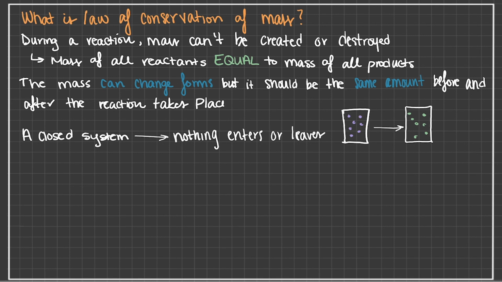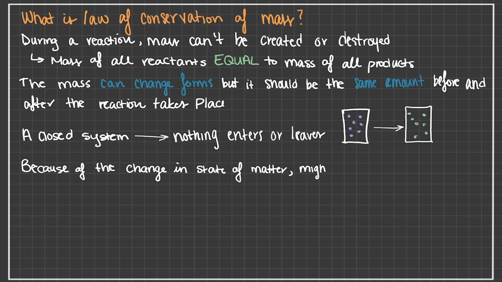So in a closed system, nothing enters, nothing leaves. It's basically like a sealed test tube in which a reaction is taking place. Nothing can enter our surroundings, but heat can still go in. And because of our change in matter, it might look like some mass is disappearing, but our mass is just turning into gas and we're unable to measure it.